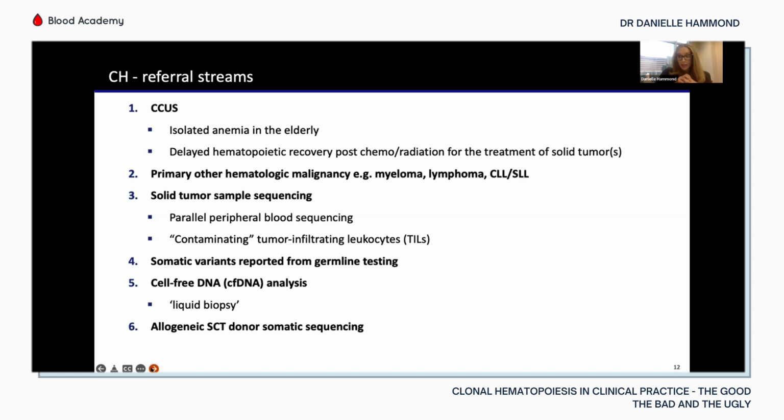And last but not least is a very debatable area. But at some centers and under some circumstances, they are performing NGS sequencing in donors for allogeneic stem cell transplantation. And so what do you do with that once that's picked up in the donor?